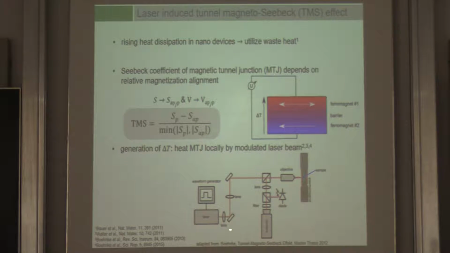And so what you basically do is you focus your laser through various optics onto your sample, thus generating a heat gradient across your MTJ. And you can then measure this within this electromagnet here. You can have then pickup coils and so on. And you can control your position with the camera at the same time, so you know that you really are on top of your MTJ. And this is basically the laser-induced tunnel magneto-Seebeck effect.